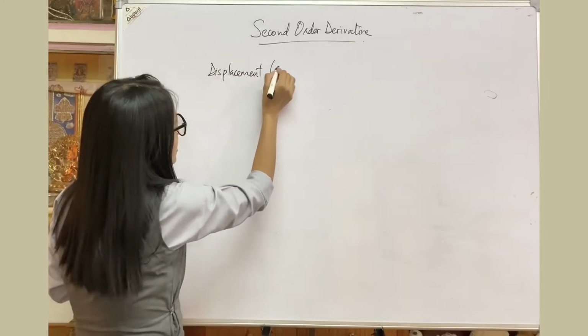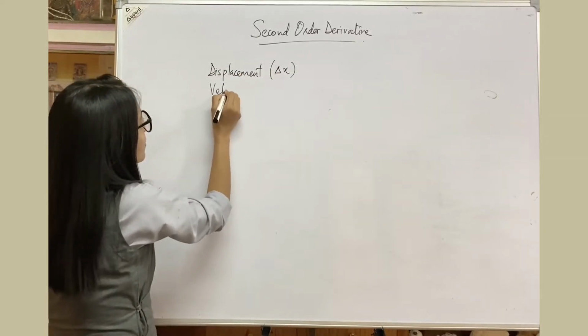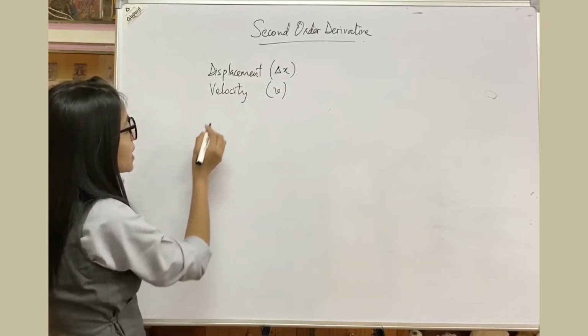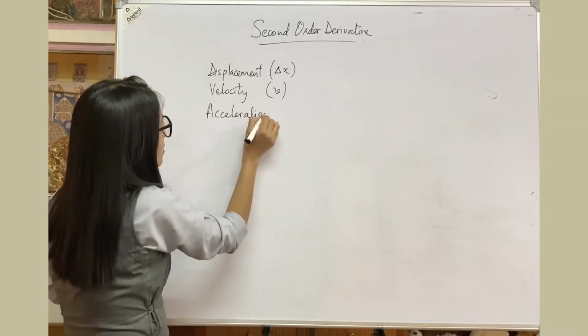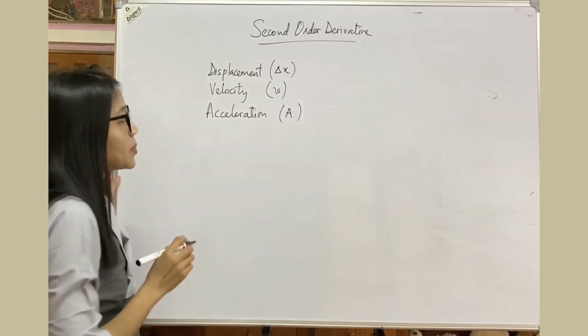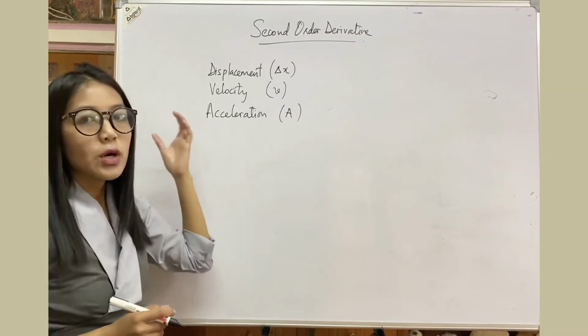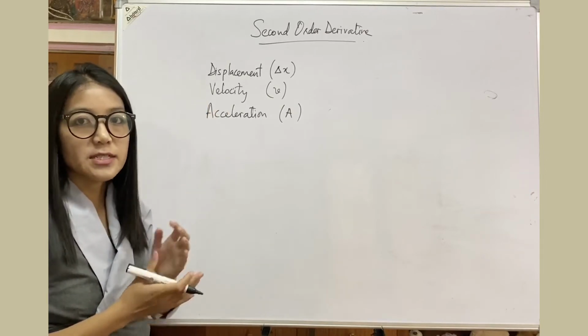Displacement, let me denote it by delta x, okay? Then we have velocity, which I denoted by small v, and we have acceleration, which I denoted by capital A, okay? Now you are familiar with these three terms, so you are frequently using these terms in physics, right?